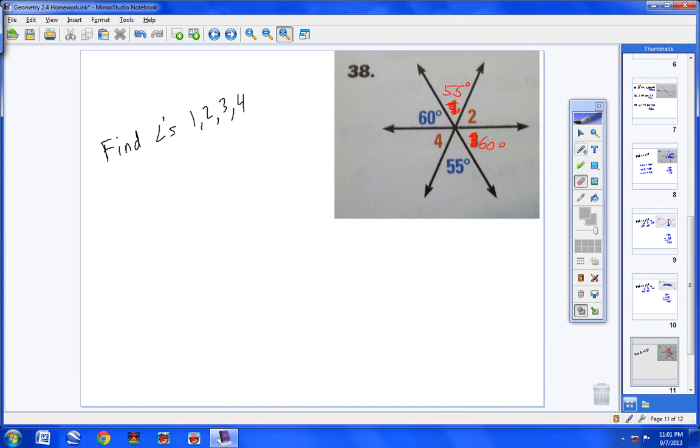Well, let's apply that to this problem up here. Look at my straight line right here. That straight line, all three of these angles right here have to add up to 180 because they're on a straight line. So I have 60 plus 55, these two angles here, so 60 plus 55 would give me 115. Now, I'm going to subtract 115 from 180, and I should get 65 degrees. So angle 2 right here has to be 65. And how do I know that? Because 65 plus 55 plus 60 is 180.